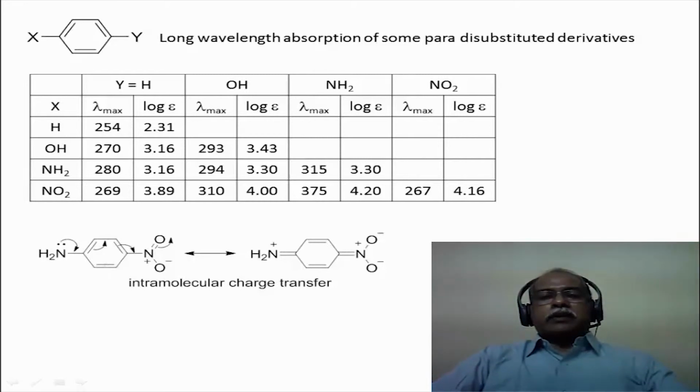In addition to the bathochromic shift, one can also see the hyperchromic shift in terms of the epsilon value increasing considerably as you go from benzene to para-amino nitrobenzene, for example, which has a maximum shift in terms of the epsilon value increasing by 2 orders of magnitude relative to benzene itself.